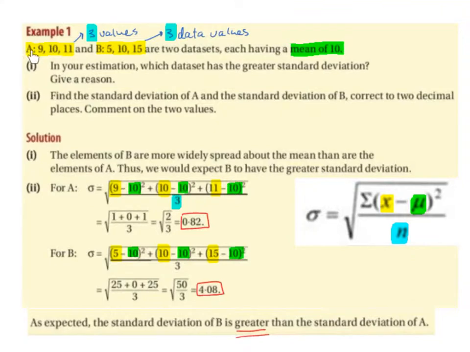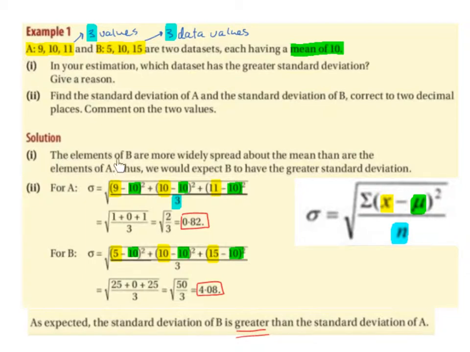Example: A, 9, 10, 11 and B, 5, 10, 15 are two data sets, each having a mean of 10. 9 plus 10 plus 11 is 30 and divided by 3 is 10. And 5 plus 10 plus 15 is 30, divided by 3 again is 10. So they've got the same mean, they both have a mean of 10. Part 1. In your estimation, which data set has the greater standard deviation? And give a reason.